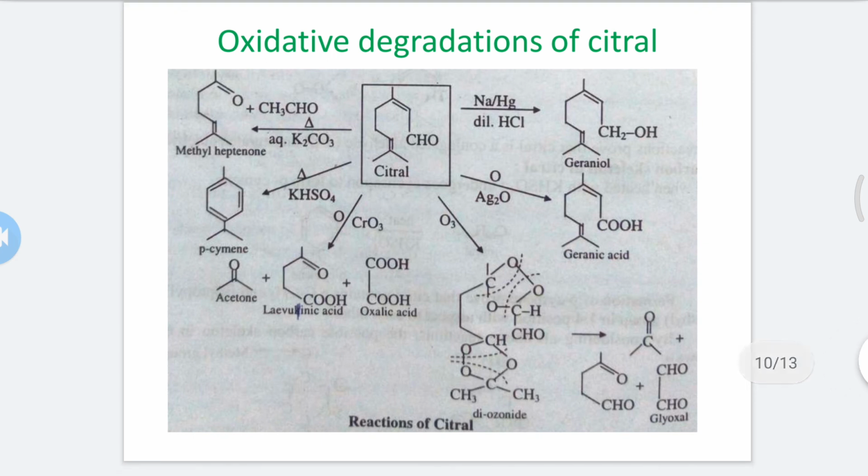Suppose citral, we use sodium amalgam and dilute HCl to form geraniol, meaning the aldehydic group converts to alcohol. If citral is oxidized in presence of silver oxide, it forms geranic acid. Ozonolysis forms oxalic acid plus levulinaldehyde. If we use oxidation with chromium oxide, it forms levulinic acid. So this is the representation of oxidative degradation of citral.